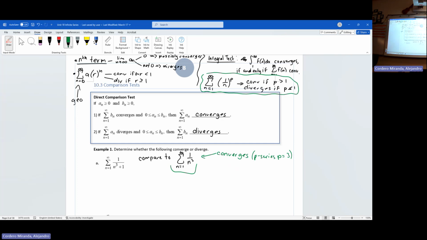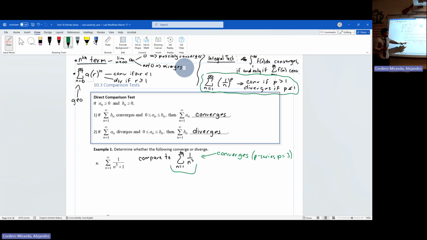Okay, very cool. So this should behave in a very, very similar way. I mean, adding 1 to n cubed is going to make less and less of a difference as n gets bigger. So these should basically be the exact same series, so I should compare those two. We know this one converges.